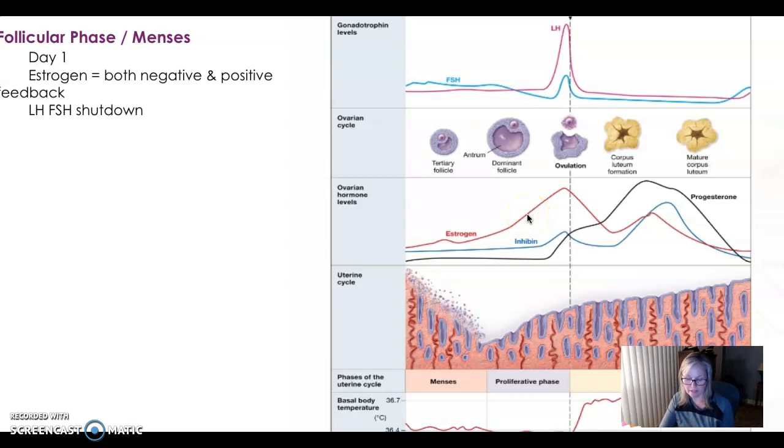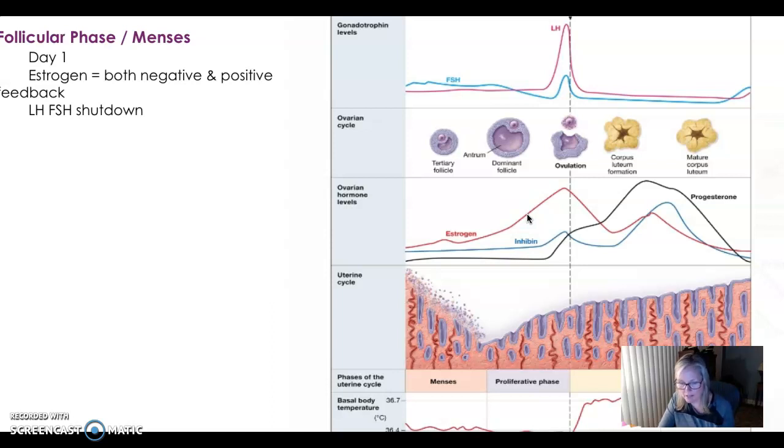exerts negative feedback on the hypothalamus and the pituitary gland. We kind of talked about that with rising levels. So GnRH, FSH, and LH stop being secreted and no more follicles mature at this time. But at the same time, that estrogen is stimulating those granulosa cells to produce even more estrogen, even though the FSH and LH are not involved. And so in this case, estrogen is exhibiting a negative feedback response, influencing the pituitary gland so that no FSH and LH are released.